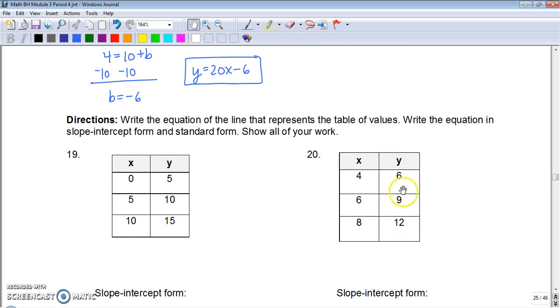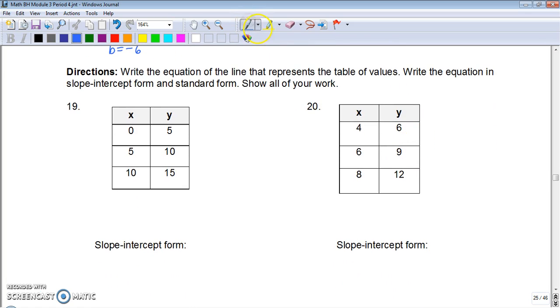When you go down here, you'll have tables. Remember, there's two options for finding slope in tables. You can still use your slope formula, or you could do your first difference rate of change work, or change in y over change in x. And you'll notice that it's going to ask for them in slope-intercept form and in standard form.